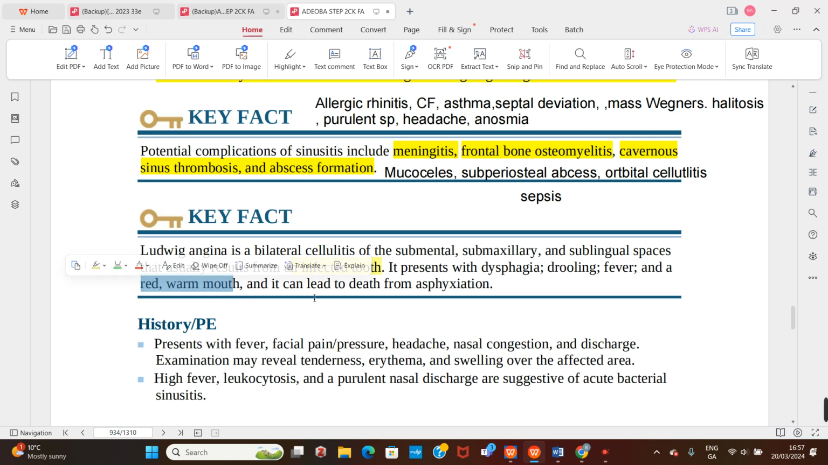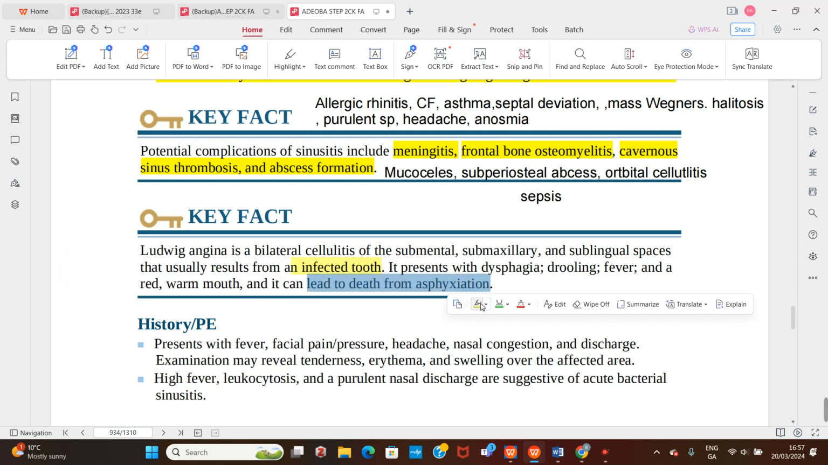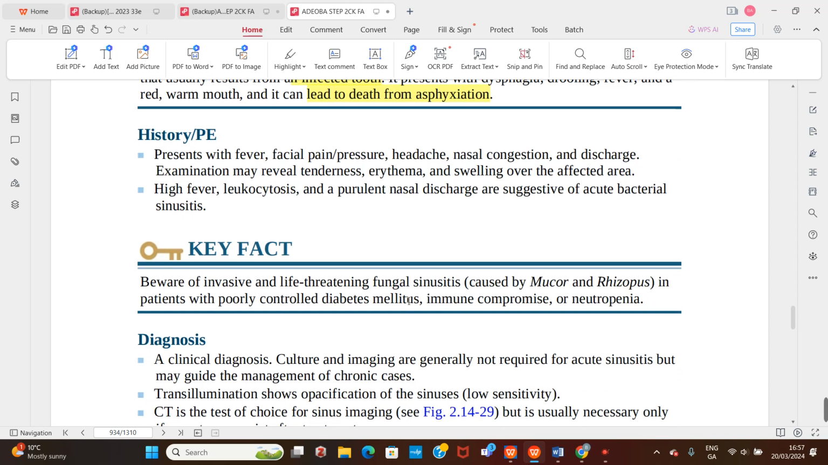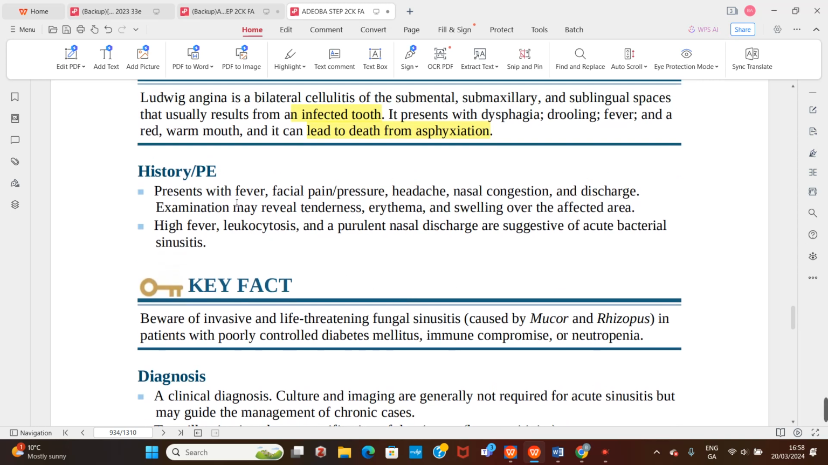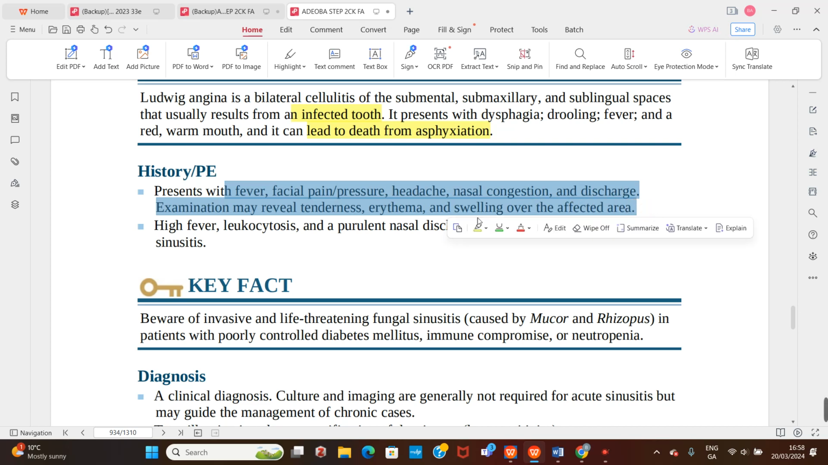So it can lead to death from asphyxiation easily. So that's why you have to be very, very prompt with your airway management in there. Airway management, quick intravenous antibiotics, and evaluate for a need for I&D. Very, very important.